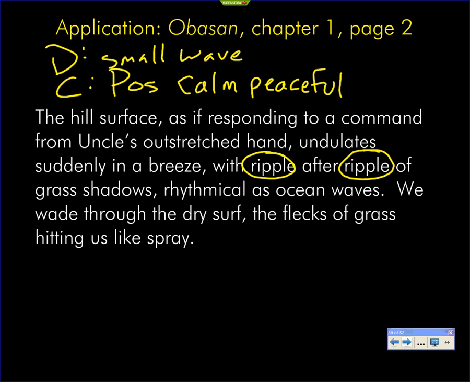Miriam, pick another word that you think really deserves our attention. Something in there that's an interesting word that you want to focus on. Rhythmical? Good. Let's do the same thing that Lance did. Give me a denotation of rhythmical. What does it mean, literally? In sync. Okay.